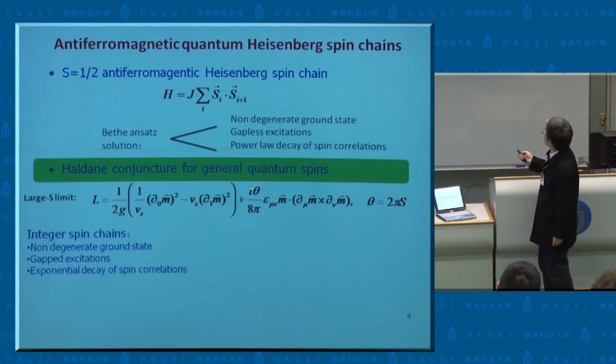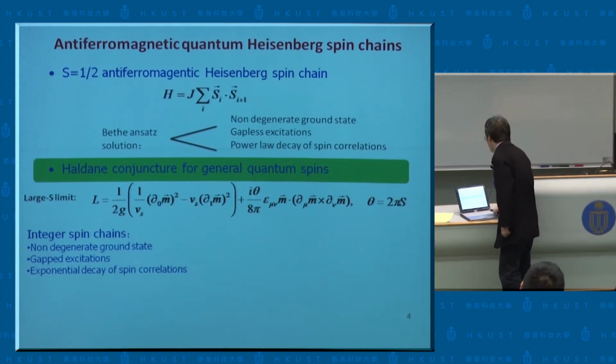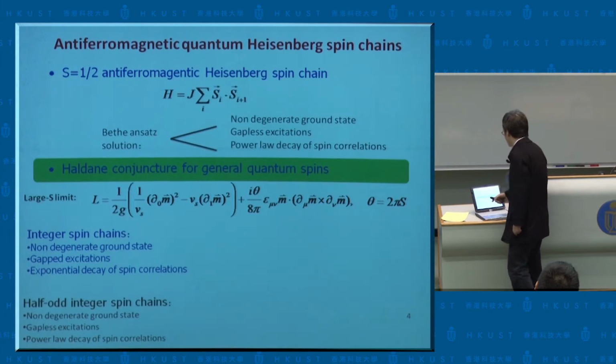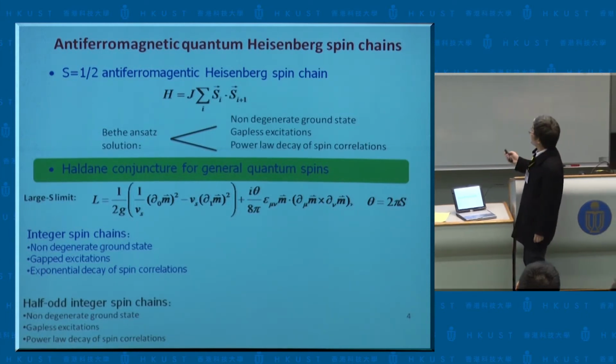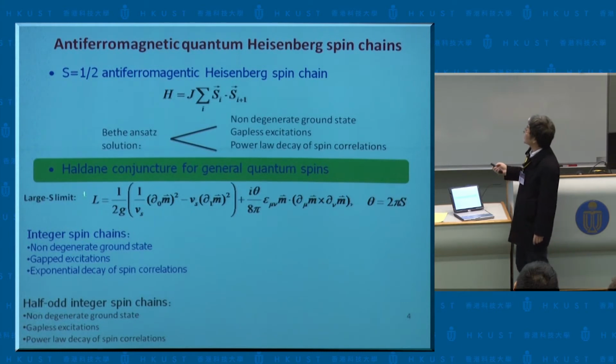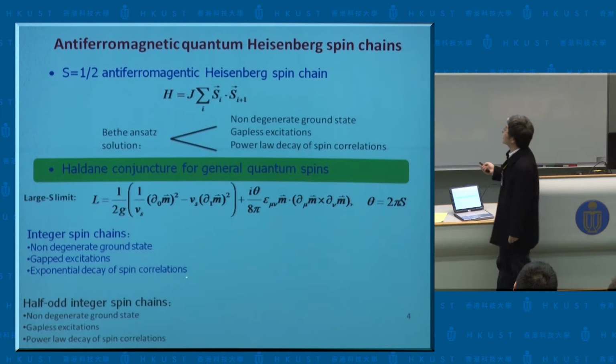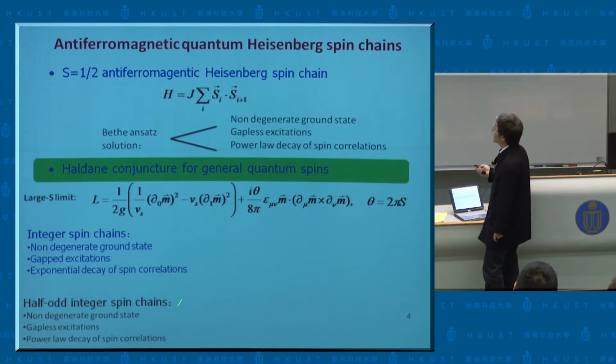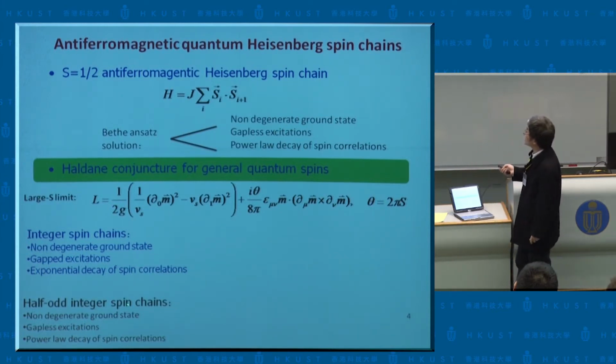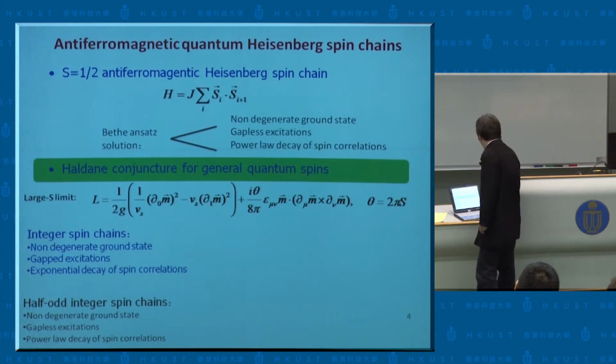there are two different types of ground state one can obtain. First, for the integer spin chains, the ground state is non-degenerate, the low energy excitation is gapped, and the spin-spin correlation function decays exponentially. However, for the half-odd-integer spin, this topological term is present and makes the ground state gapless.